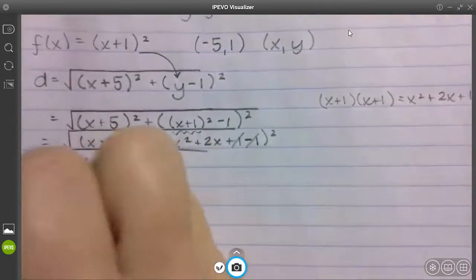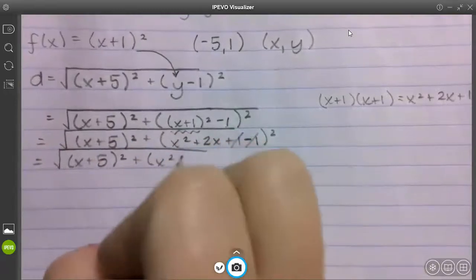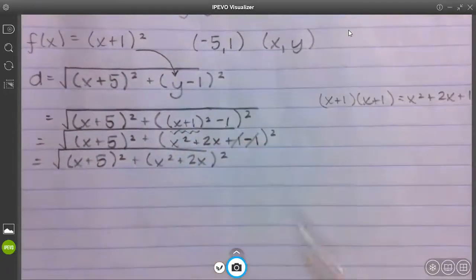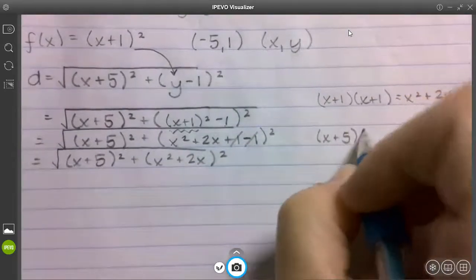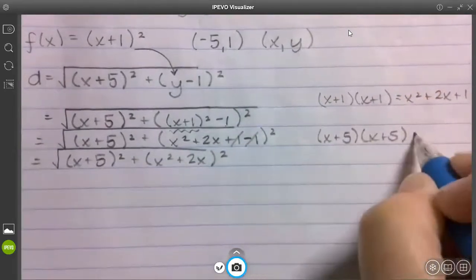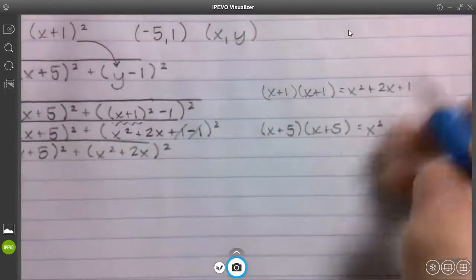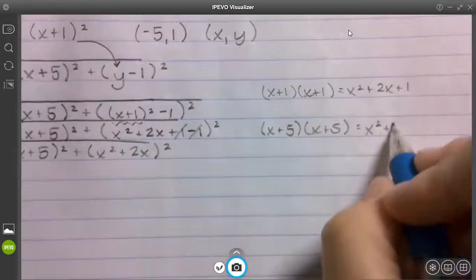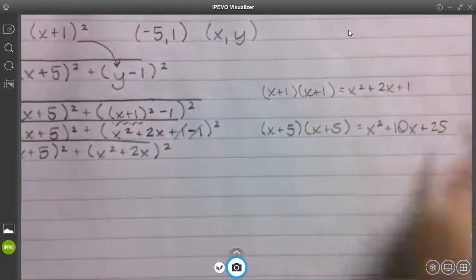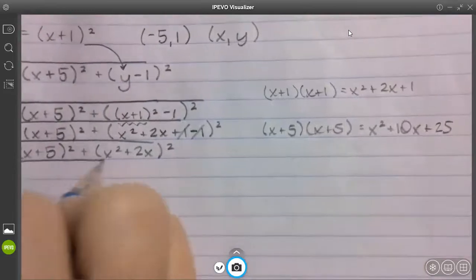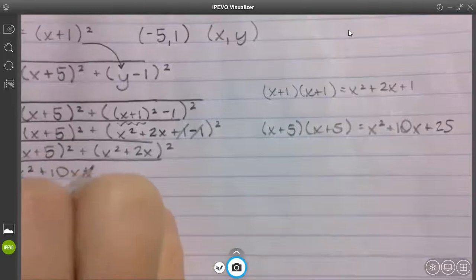So what you really have is x plus 5 squared plus x squared plus 2x squared. You're going to square both of those. So x plus 5 and x plus 5. Square the first. Multiply 5 times x and then multiply it by 2. So 2 times 5 is 10 times x because there'll be 2 in the middle. And then 5 times 5 is 25. So we're going to write that under the radical.